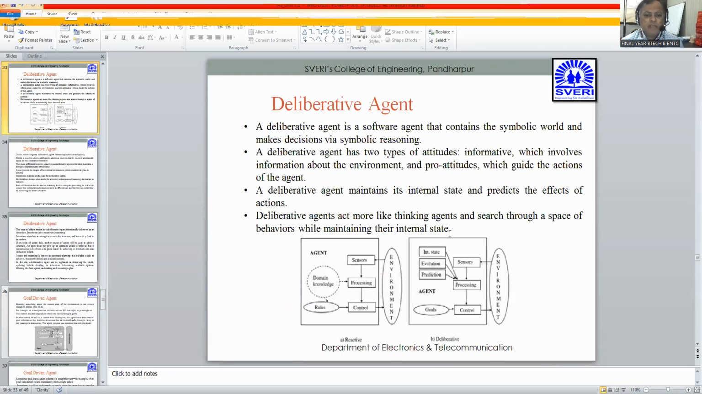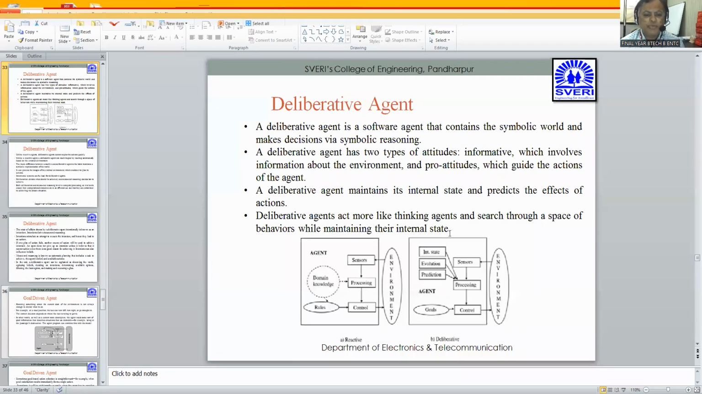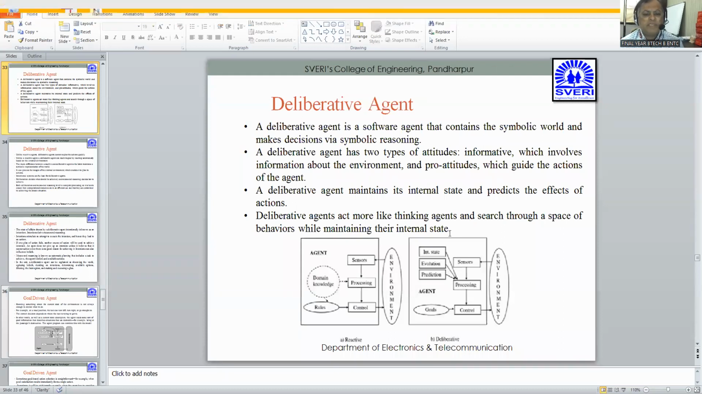If you look at the difference, you can see that there is an environment on the reactive side. I'm explaining the reactive agent on the left side of your screen: the sensors collect the information from the environment, then it will process, obviously, for decision making. With the help of rules, it will have a control, and then it will have the action with the help of actuators. That's what the reactive agent is about.